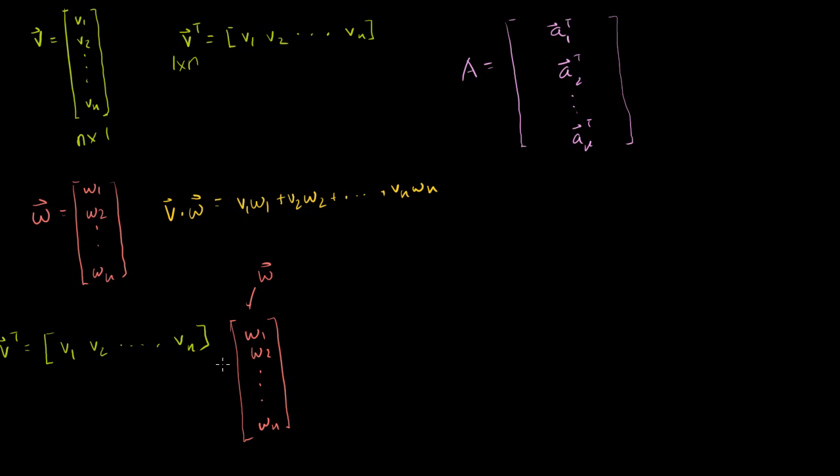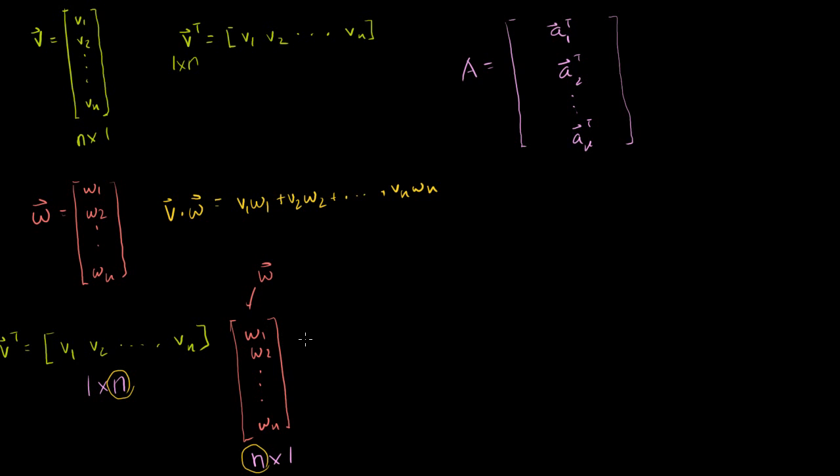If I view these just as matrices, is this matrix product well defined? Over here, the first one I have is a 1 by n matrix. I have 1 row and n columns. And here I have an n by 1 matrix. I have n rows and only 1 column. So this is well defined. I have the same number of columns here as I have rows here. And this is going to result in a 1 by 1 matrix.